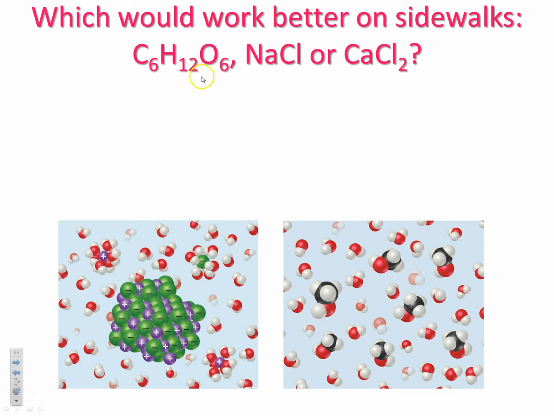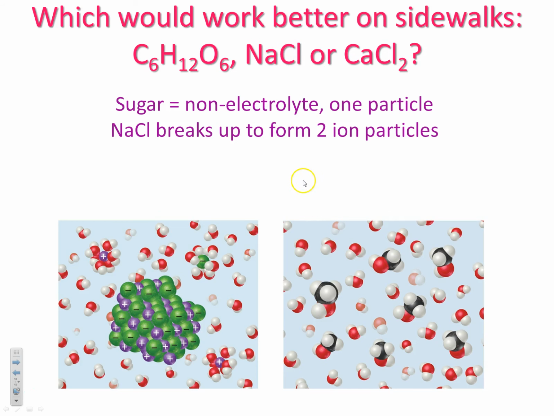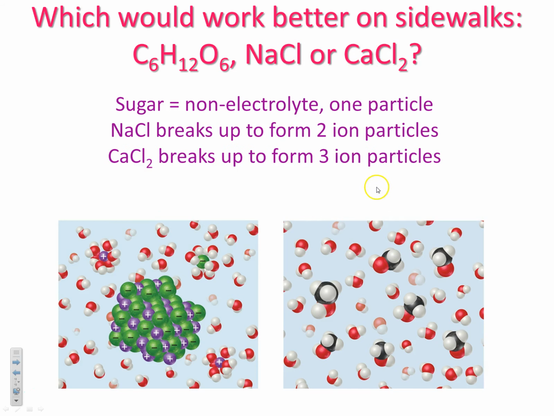So if you think about these three things and you're wondering which one's going to be better for melting the ice on your sidewalk, you want one that's going to split into a bunch of pieces. This one looks like it has a lot of atoms in it, and it does, but the thing is, this is glucose sugar, which is covalent, which means it's not going to split apart. Okay, so it's only one particle when you put it in there, so it's not very effective. NaCl is going to break into two pieces. CaCl2 breaks into three pieces, and so CaCl2 is going to be the best for melting ice on the sidewalk, and that's what we tend to use.